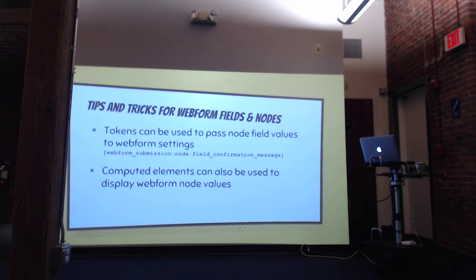I didn't get heavily into computed elements, but they can be used to display node values. A computed element is an element where you pass a few tokens in, and you can display some data. If you're doing an event registration form, you can have a computed element pull, like, the event dates or the location into the submission and make it part of it.